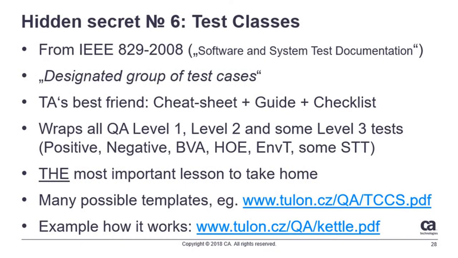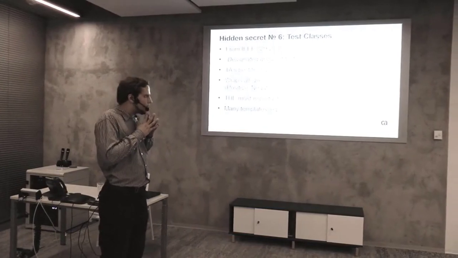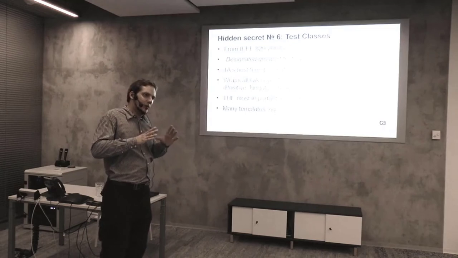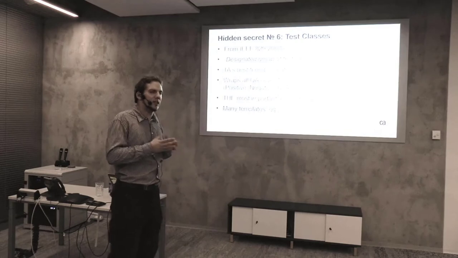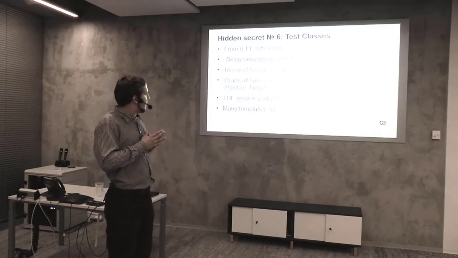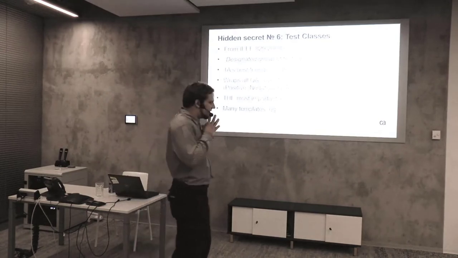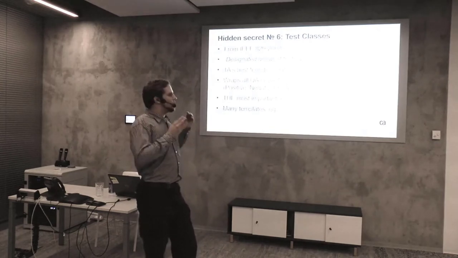In the IEEE standard for software documentation, which is otherwise a very boring read, I came across a word which was very interesting to me, because I hadn't heard it before. It was test classes. There was a brief example of what those test classes are, and it listed several hints of what to test, several areas to test. So I came to develop on that example, and I found out rather soon that test classes can actually be my guide for what to test, because it's like a cheat sheet.